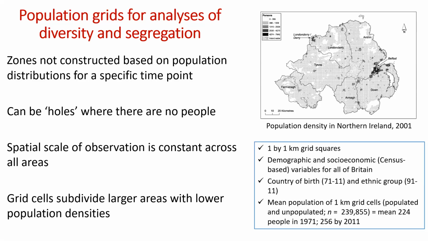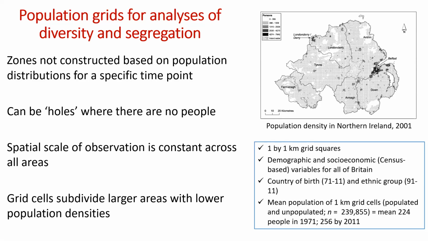They report data on a whole host of demographic and socioeconomic variables from the census. Relevant to this presentation, there's information there on country of birth, right back from 1971 when the resource starts, and ethnic group from 1991 when the ethnic group question was first introduced in the census. And they have a mean population of about 250, and that's obviously grown just slightly over time.